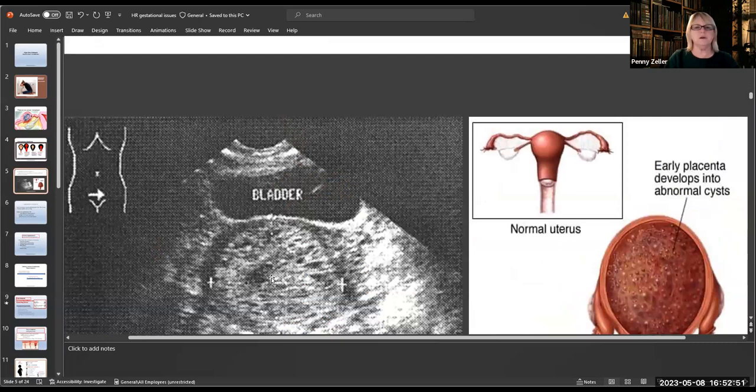Here's a picture of a uterus with the bladder here. And you can see a little sac right there.